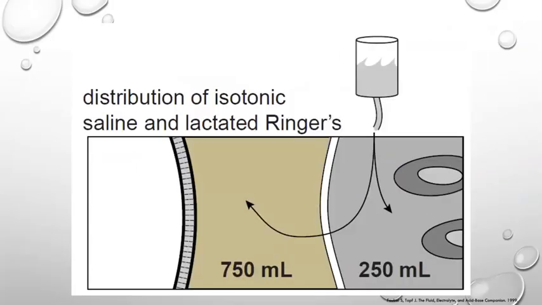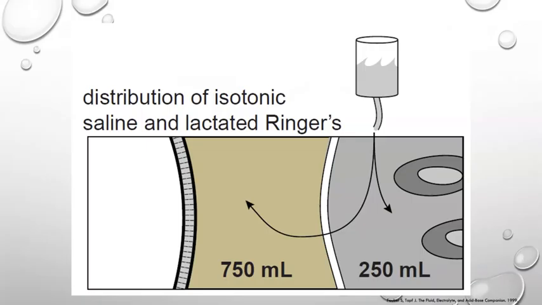Now let's look at isotonic saline and lactated ringers. The osmolality of a liter bag is isotonic to plasma osmolality. So when you add it to the plasma, the overall concentration doesn't change. It just expands the extracellular fluid. And since the sodium can't freely move into the intracellular fluid, all the water in the bag stays with the sodium in the extracellular fluid. So an isotonic fluid will expand the extracellular fluid and not affect the intracellular fluid.